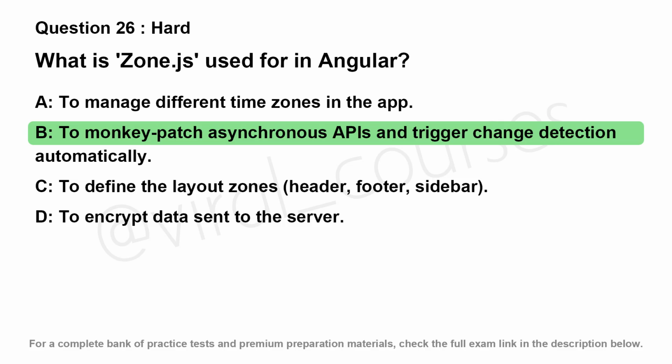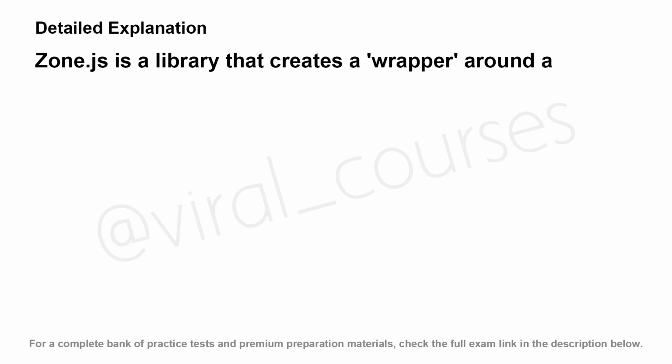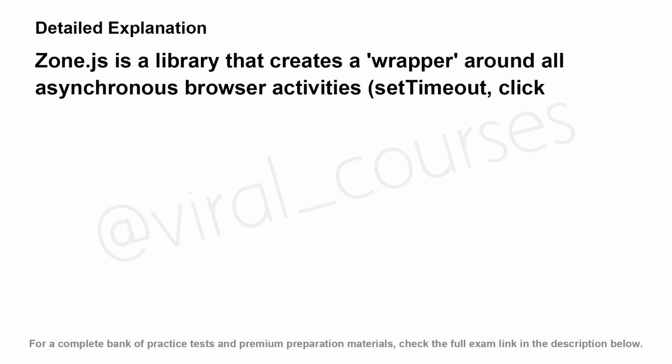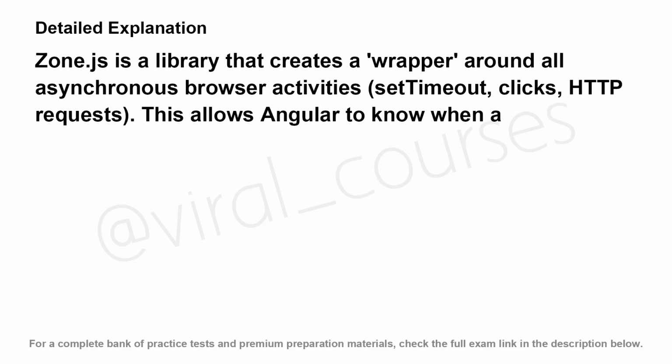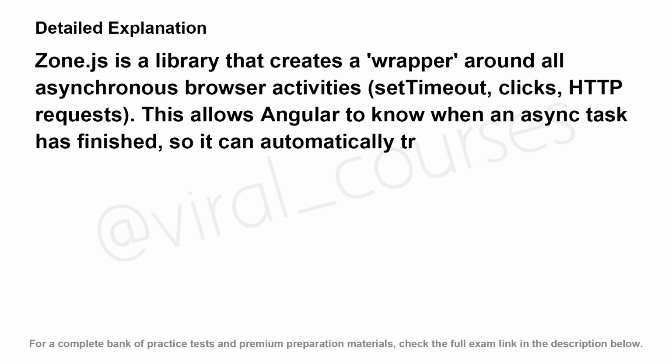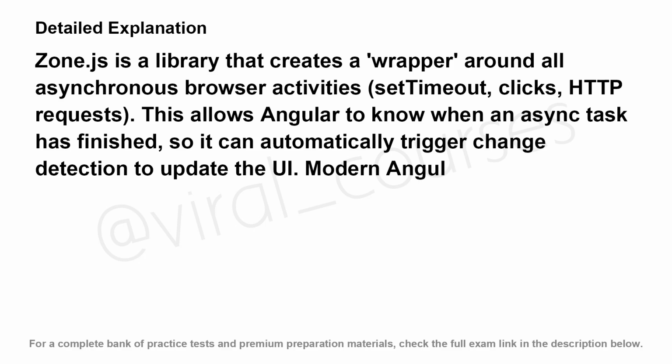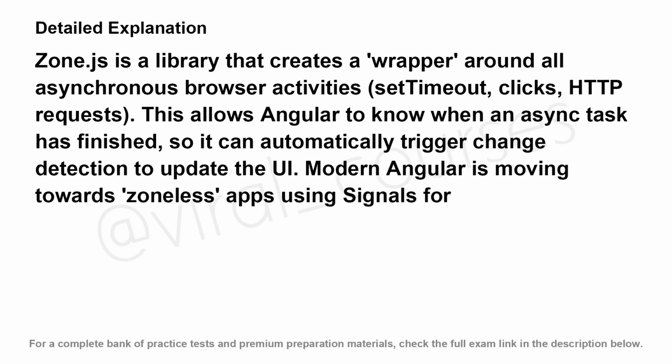The correct answer is B. Zone.js is a library that creates a wrapper around all asynchronous browser activities: setTimeout, clicks, HTTP requests. This allows Angular to know when an async task has finished, so it can automatically trigger change detection to update the UI. Modern Angular is moving towards zoneless apps using signals for better performance.